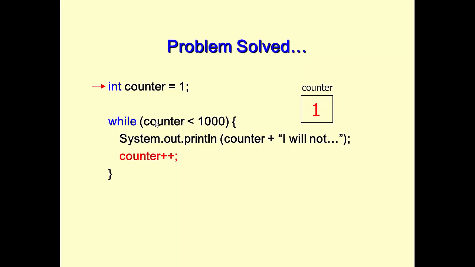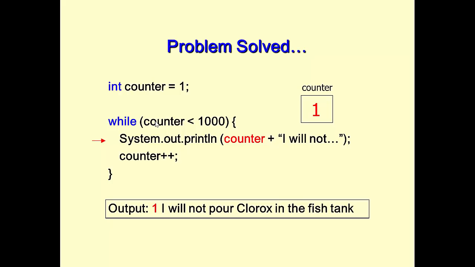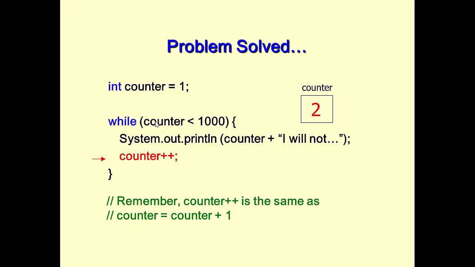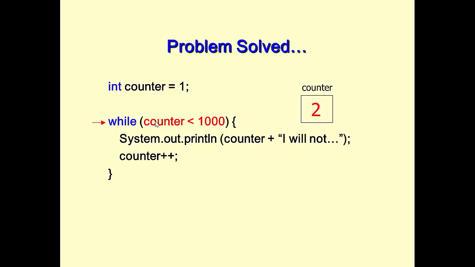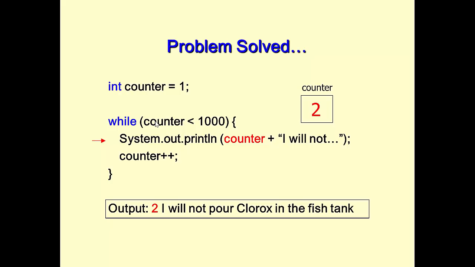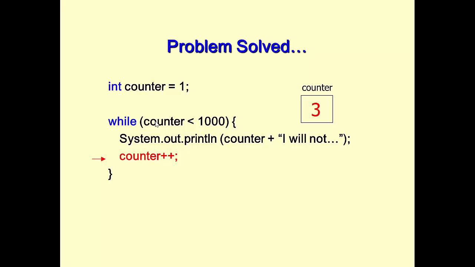So let's run through this again just real quick, and you can see our counter starts out at 1. 1 is less than 1,000, so we're going to print out 1. I will not pour Clorox in the fish tank, and then we make progress by incrementing the counter by 1. Now the counter is 2, so you can see that 2 is less than 1,000, so we're going to print out 2. I will not pour Clorox in the fish tank, and so on.